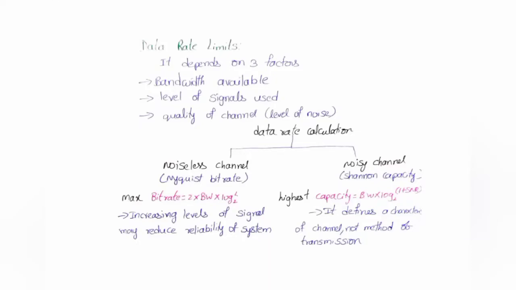In this video we are going to learn about the data rate limits in data communications. One of the most important characteristics of data communication is the number of bits transmitted per second, that is the data rate. Okay.